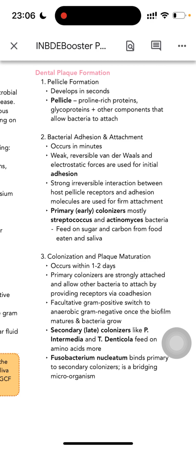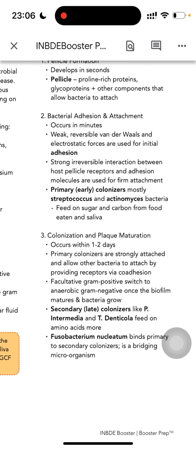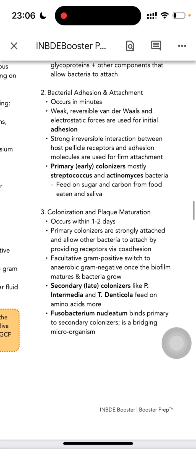Primary early colonizers, mostly Streptococcus and Actinomyces bacteria, feed on sugar and carbon from food eaten and saliva. Colonization and plaque maturation occurs within 1 to 2 days. Primary colonizers are strongly attached and allow other bacteria to attach by providing receptors via co-adhesion. Facultative gram-positive bacteria spread to anaerobic gram-negative bacteria once the biofilm matures and bacteria grow.